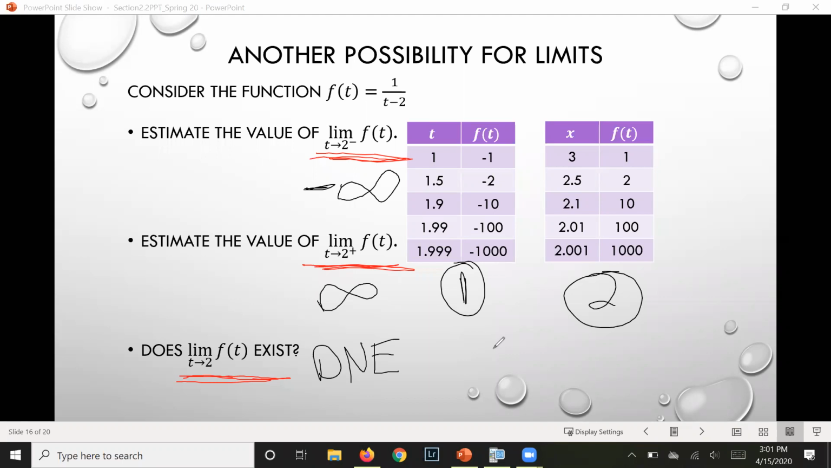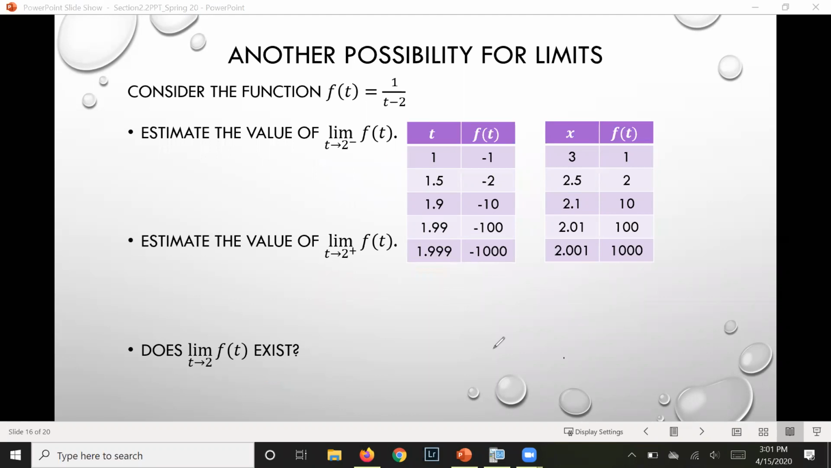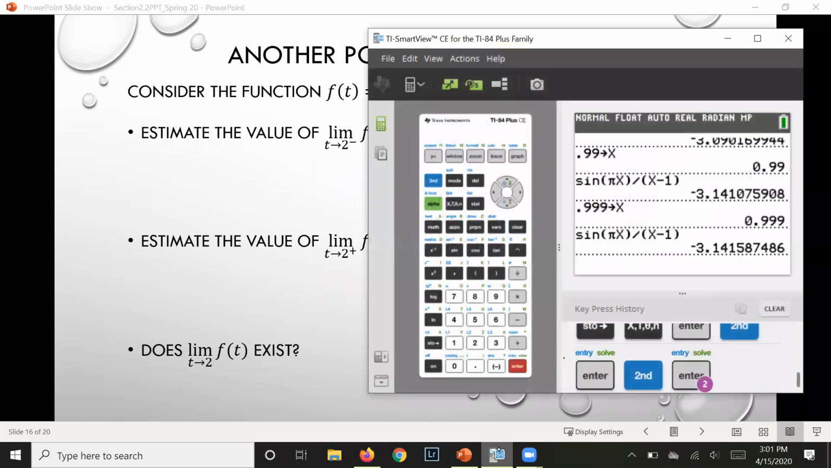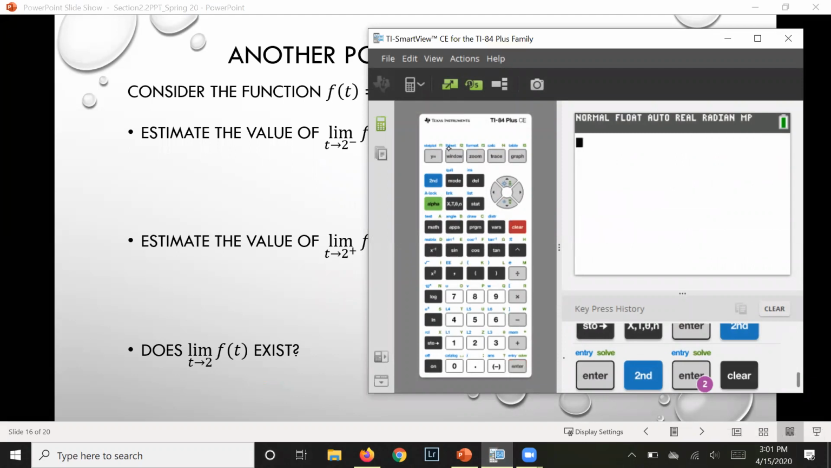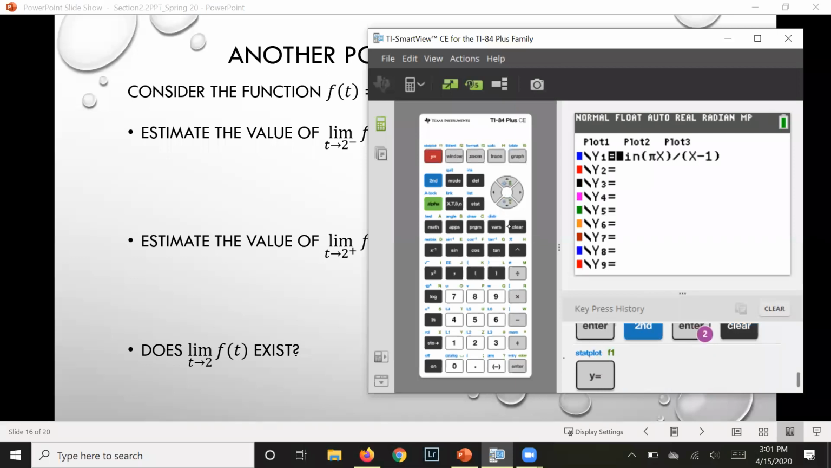Now, let's go back to our calculator here and take a look at what is going on with the graph of this function. So, clear this stuff out here. Go back to my graph. I'm going to input this function, so 1 divided by x minus 2.